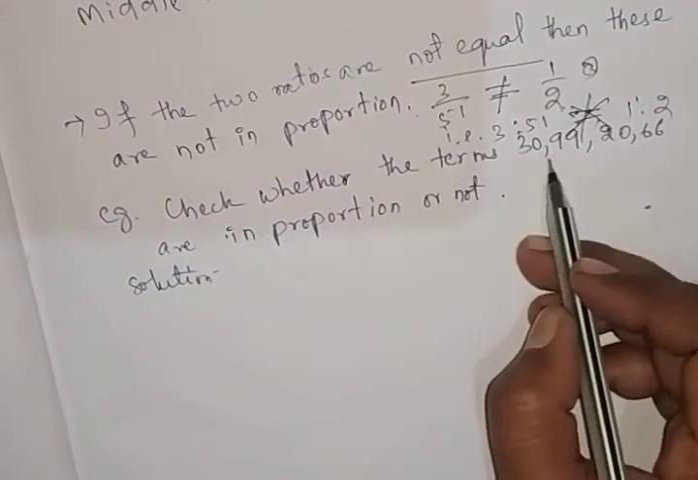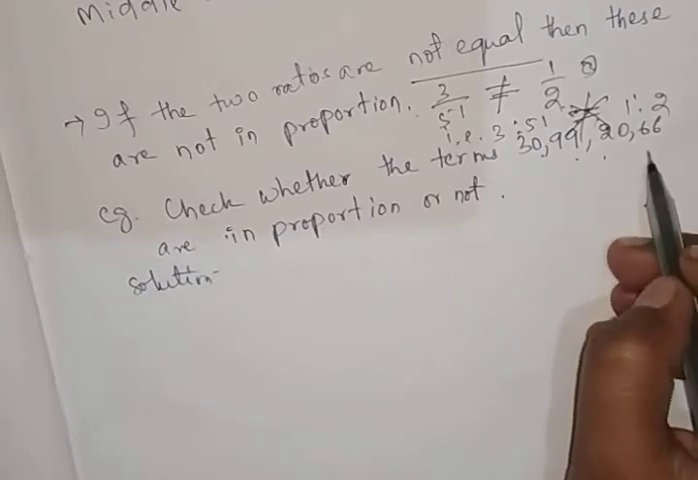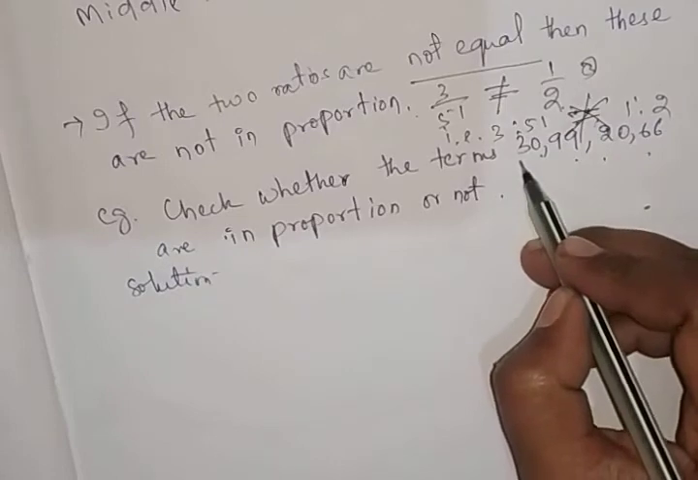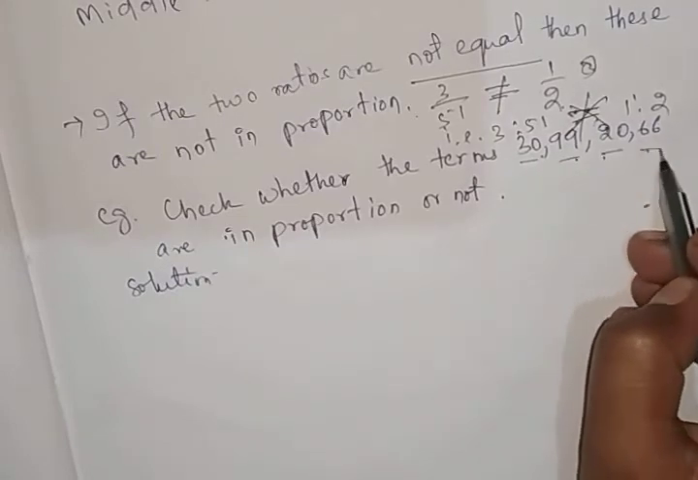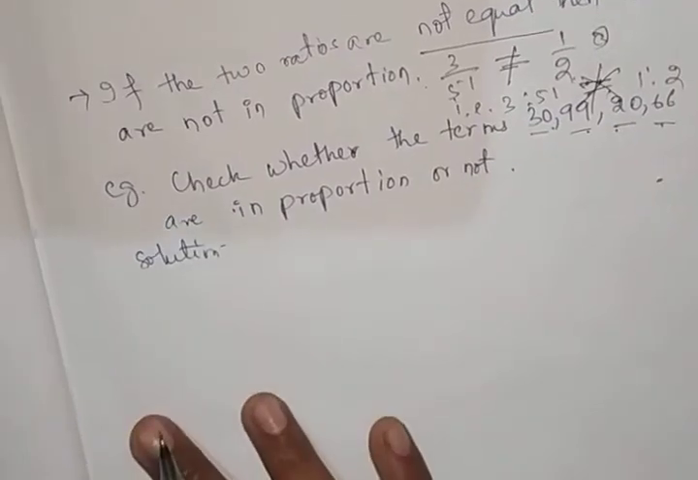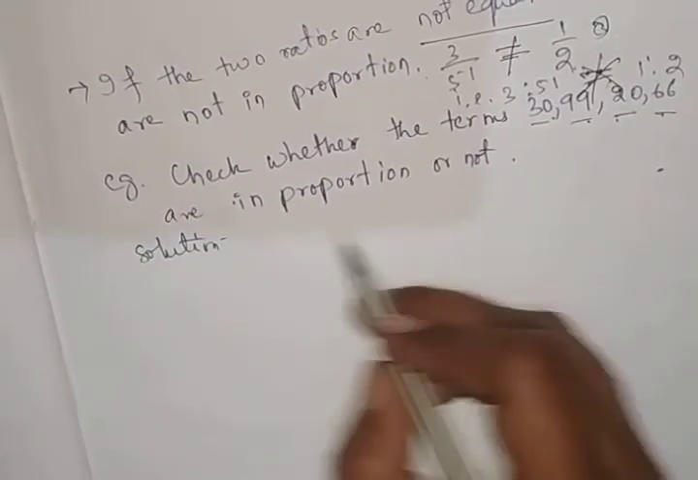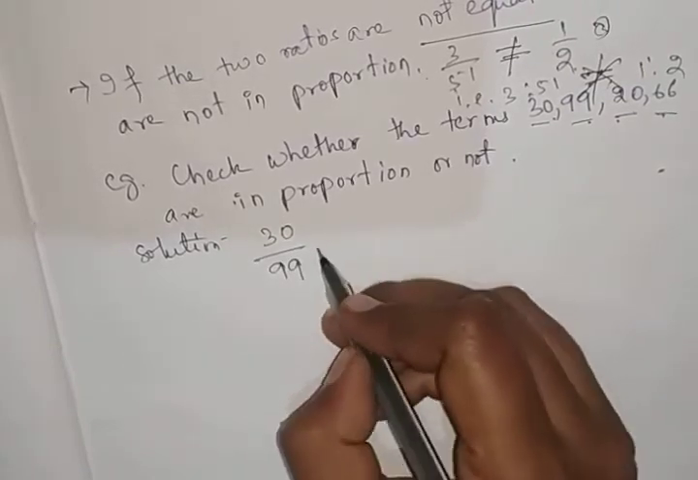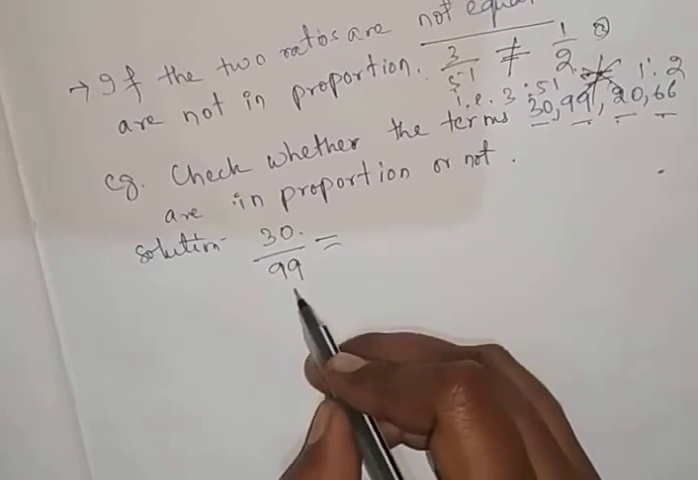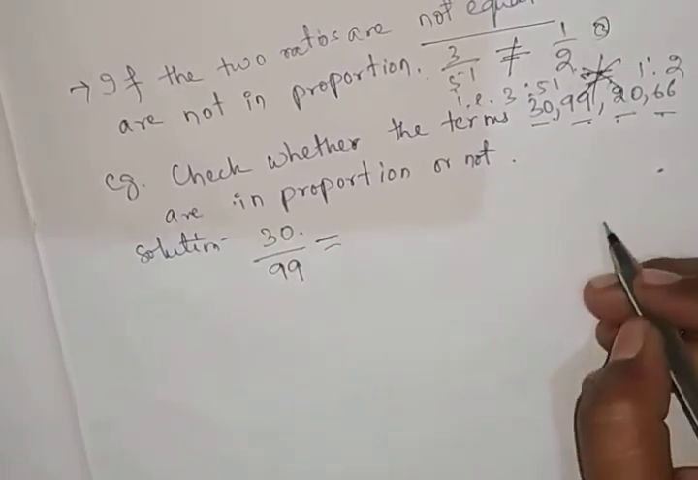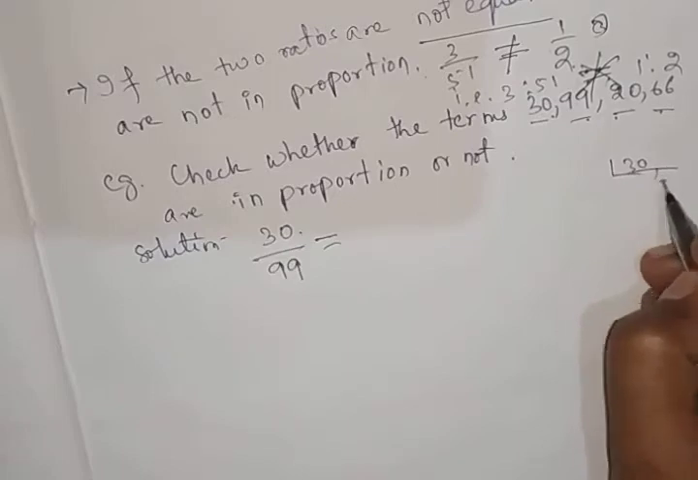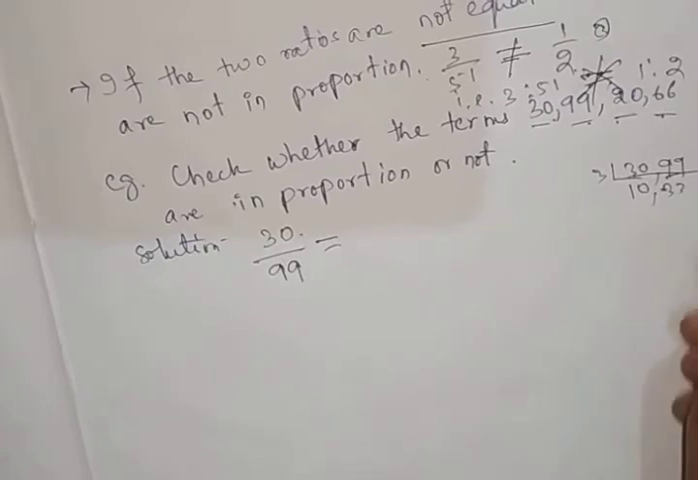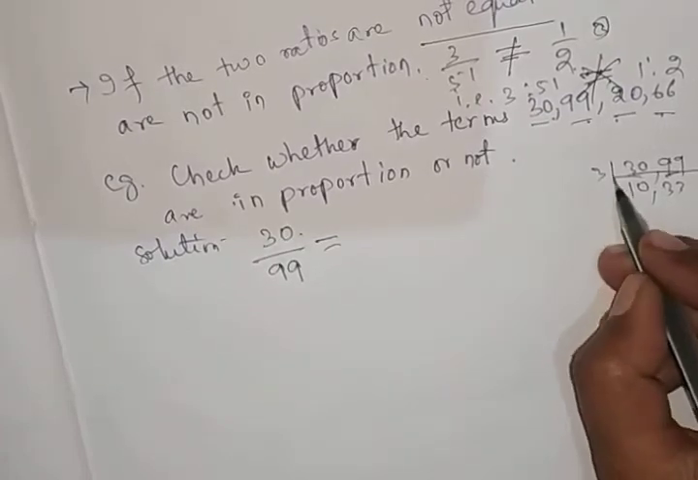Check whether the terms 30, 99, 20 and 66 are in proportion or not. Here, in proportion means first term, second term, third term, fourth term. So let's see whether these are in proportion or not. First we will take 30/99. We will take the common factor of 30 and 99. So what are we getting? 3 tens are 30, sorry, 3 thirty-threes are 99.